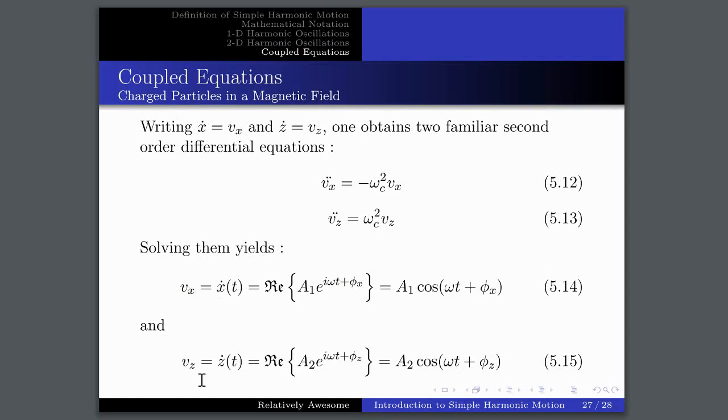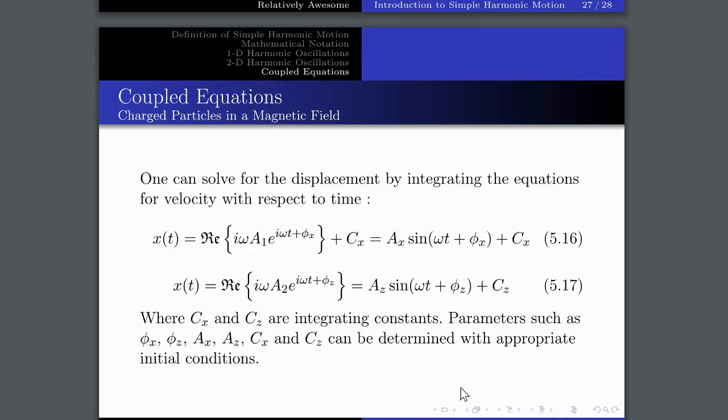However, note that this is just the velocity. To get the displacement, we have to integrate with respect to time. By doing so, we obtain the two following equations, and in either case, they still persist as a sinusoidal oscillation. However, note that we have more parameters to solve, such as the integration constants, the phase angle, and the different amplitudes. But this can be solved by some initial conditions.